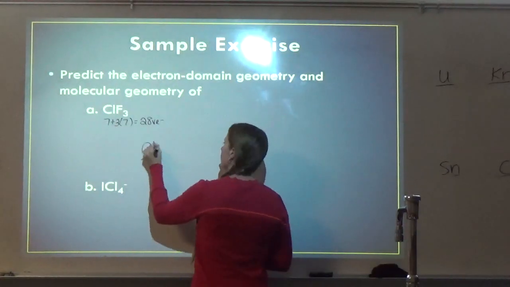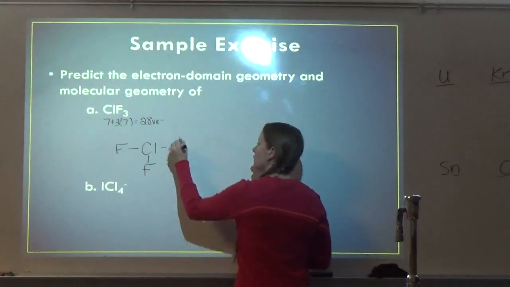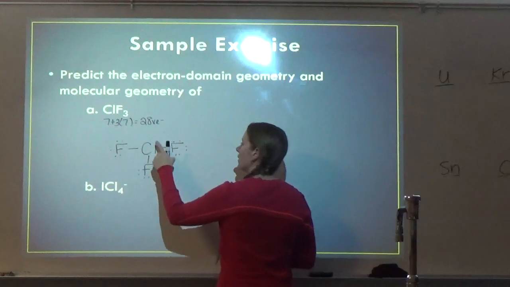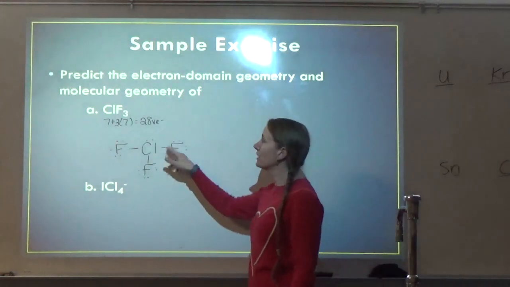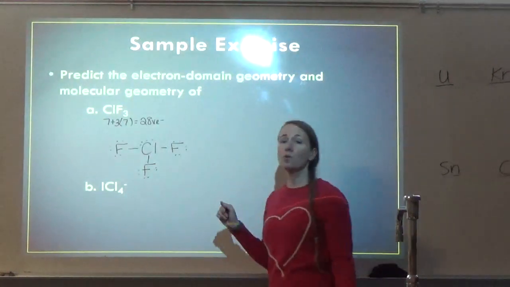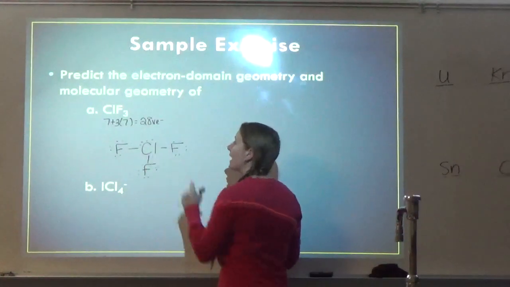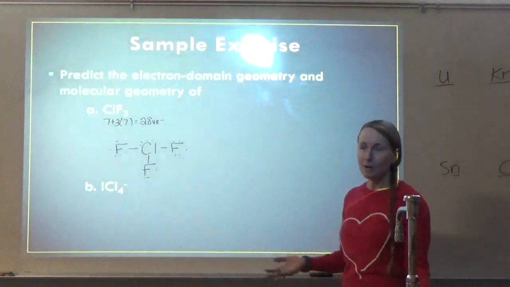So Cl is going to go in the middle. So I'm going to bond my F's. Each F has 2, so it needs 6 more. Cl has 2, 4, 6, so it needs 2 more. But the problem is I only have 26 right here. I have to have 28, so I'm just going to put 2 more on Cl. So now I have 1, 2, 3, 4, 5 domains. So this is going to be shaped like trigonal bipyramidal.